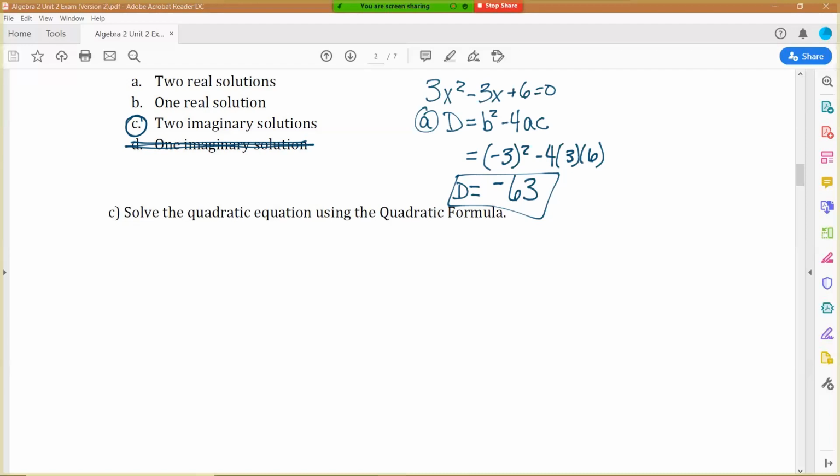So solve using our quadratic formula. Remember our quadratic formula, x equals negative b plus or minus the square root of b squared minus 4ac all over 2a. So when I fill this in, the opposite of negative 3 is positive 3.